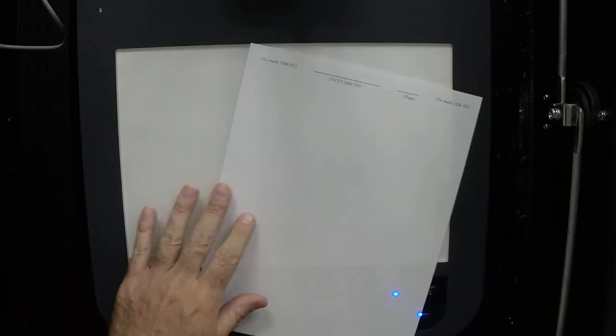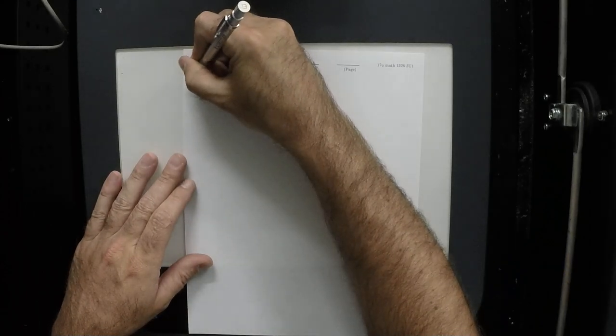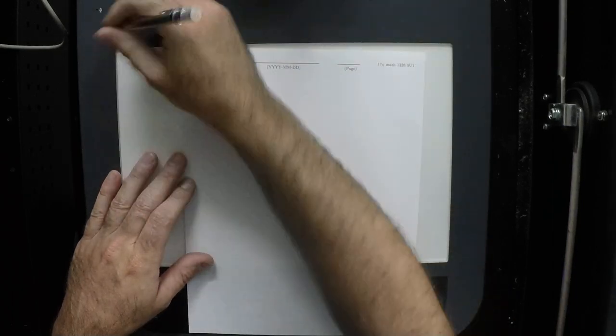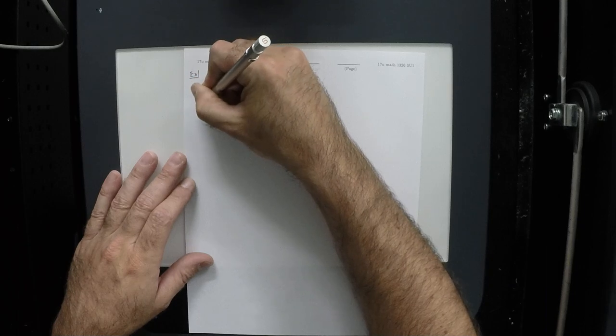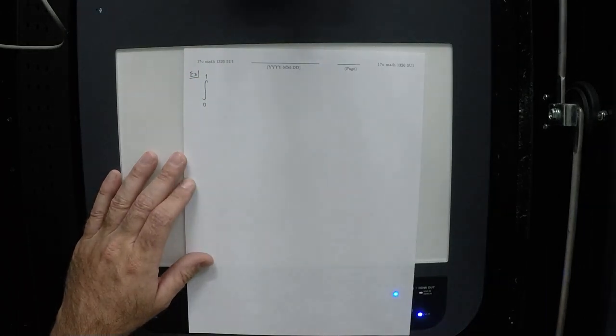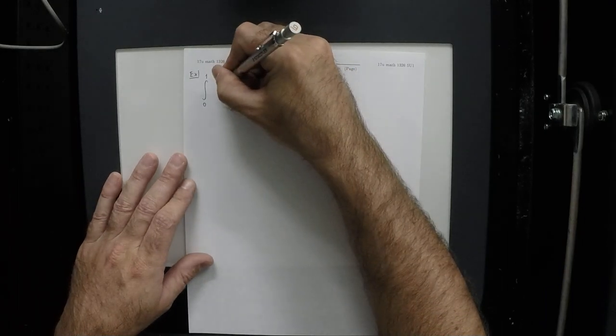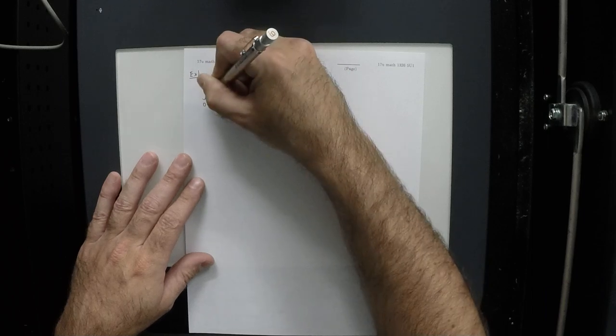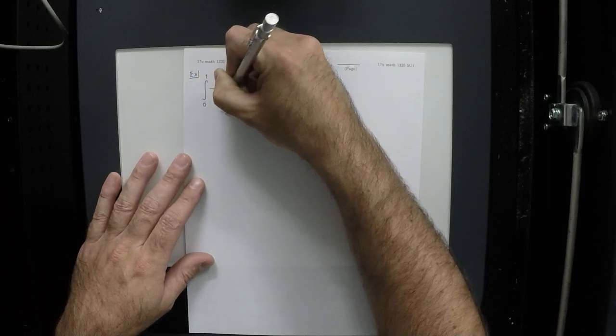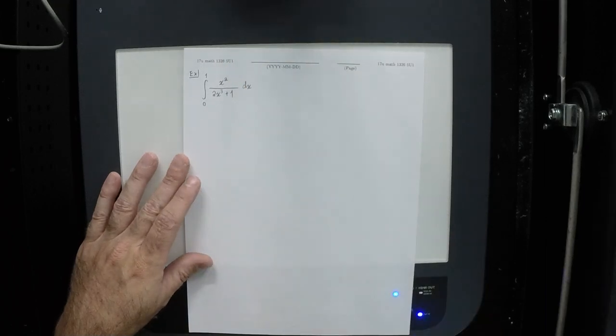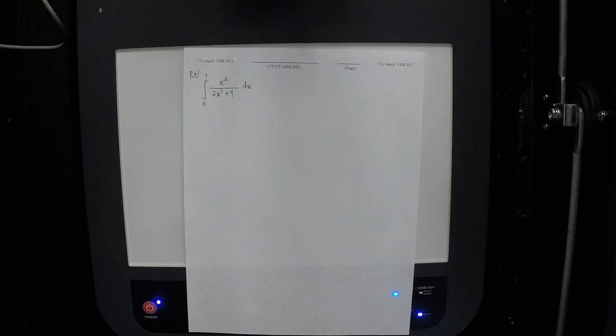So, next, how about the integral from 0 to 1 of x squared divided by 2x cubed plus 1 dx. I'm going to let you think about that for a moment. And no blurting out answers, please.